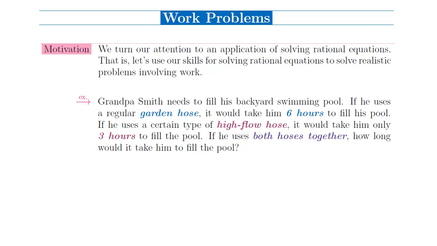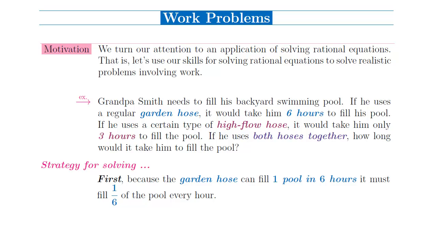This is an example of a typical work problem, where you have one person or object that works at a certain rate, and then a second person or object that works at a certain rate. The question is, how long would it take them if they work together to complete a task? So let's analyze and break down this problem a little farther so that we can develop a strategy for solving work problems.